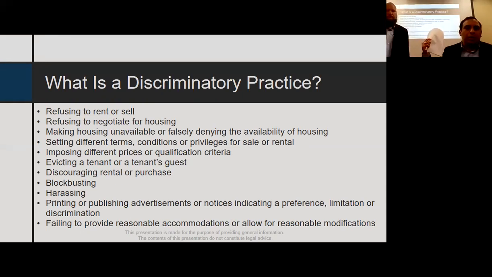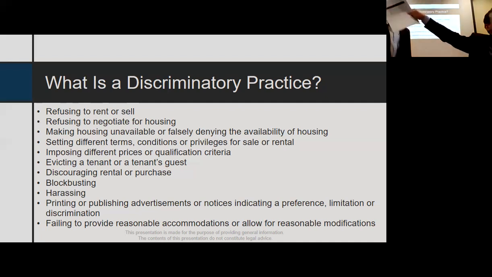Then you see some of the other ones. I wanted to point out some that are a little bit counterintuitive, or not something you would think about. For instance, discouraging rental or purchase, like a real estate broker telling somebody, "Well, you probably don't want to look at houses over here, I don't think that's within your price range." But what they're trying to say is, there are people that look more like you over on this side of the city. You may not want to come over here.